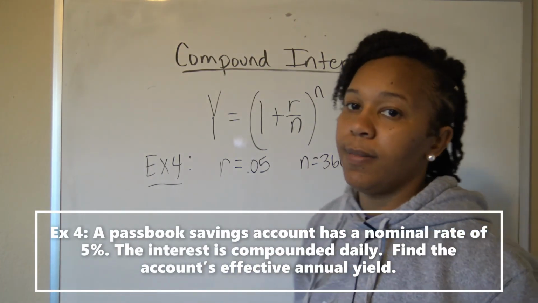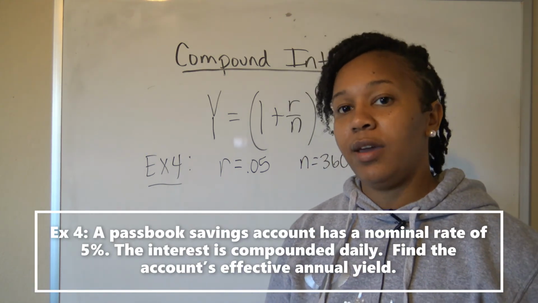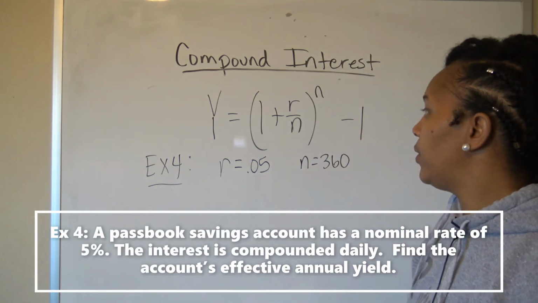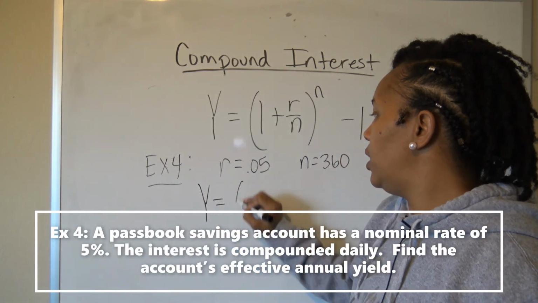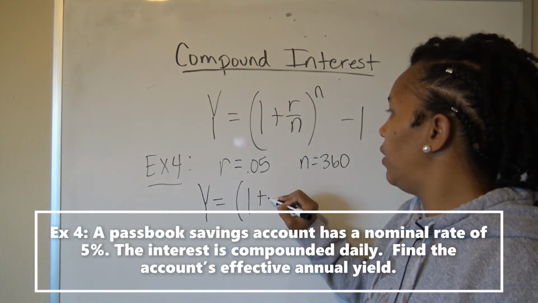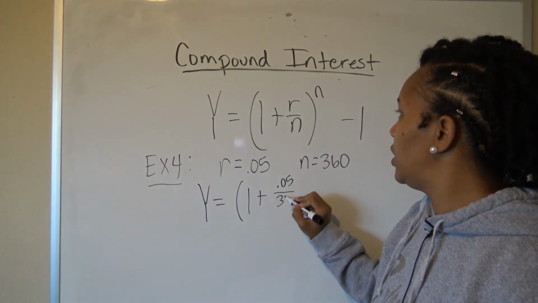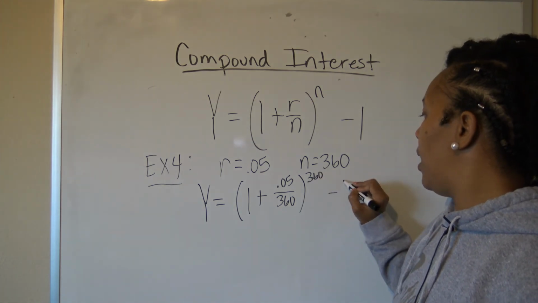Remember, there are 365 days in a year, but for these calculations, we assume that there are 360 days in a year. And so then you just plug those into this formula to figure out what the annual effective yield is. So R is 0.05, N is 360. All of that raised to the 360. All of that minus 1.